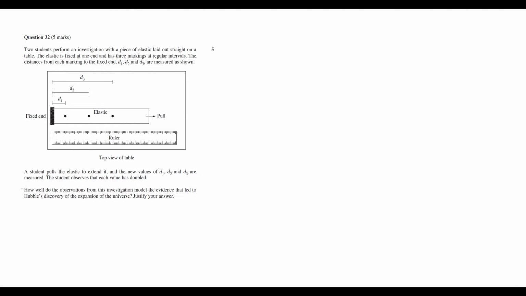Okay, so when it asks us how well do the observations from any sort of investigation or model, how well do they model something, then we're always going to be looking at the benefits and then the drawbacks of it. So what are the limitations of this sort of model? Now, in justifying our answer, let's have a quick look at how we would explain this. I've already written out our answer here.